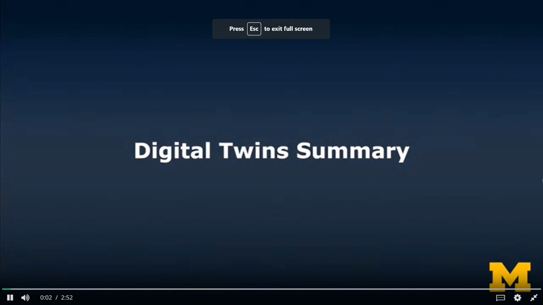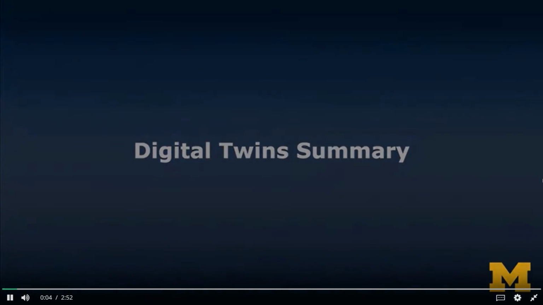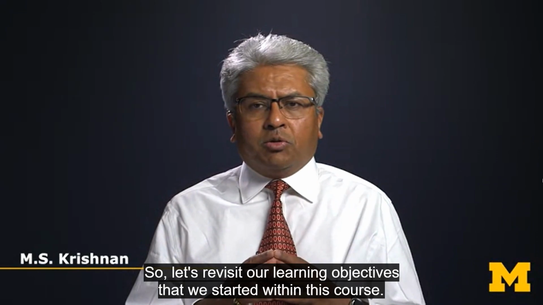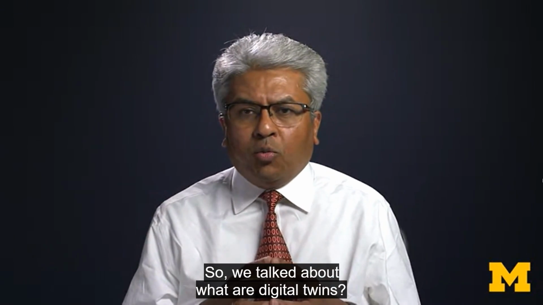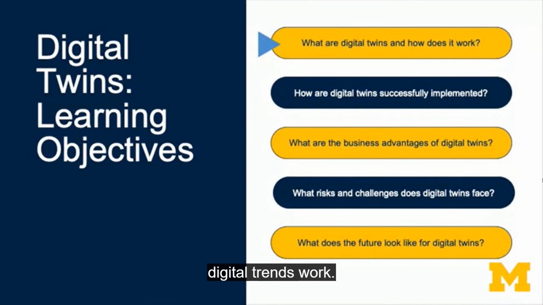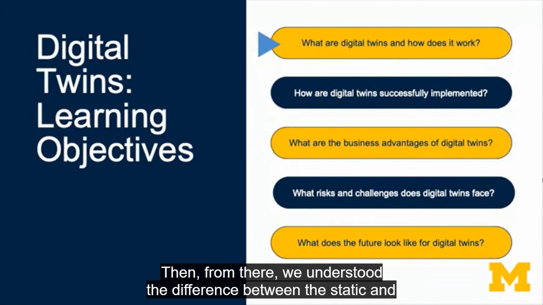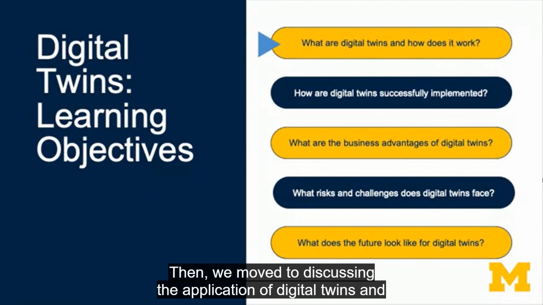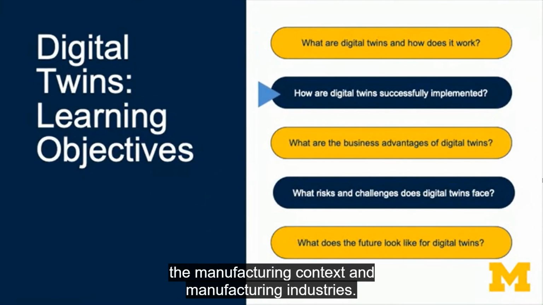So let's revisit our learning objectives that we started with in this course. We talked about what digital twins are. We started with a simple example of a coffee mug to explain how digital twins work. Then from there we understood the difference between static and dynamic digital twins in terms of the richness of the data they collect. Then we moved to discussing the application of digital twins in the manufacturing context and manufacturing industries, and we saw that.